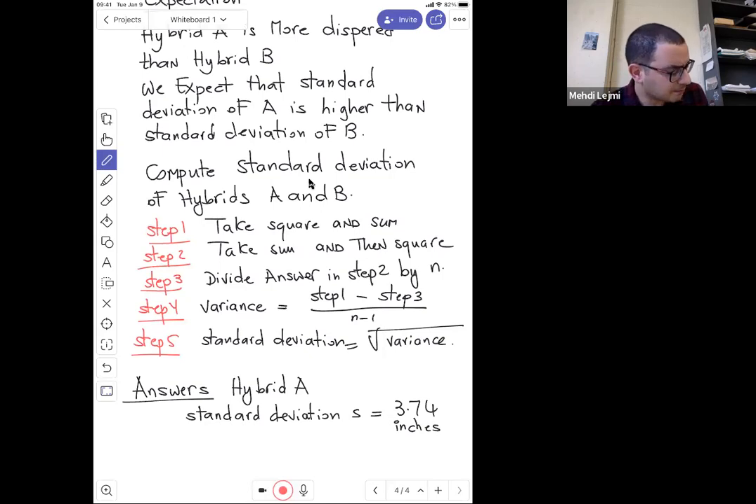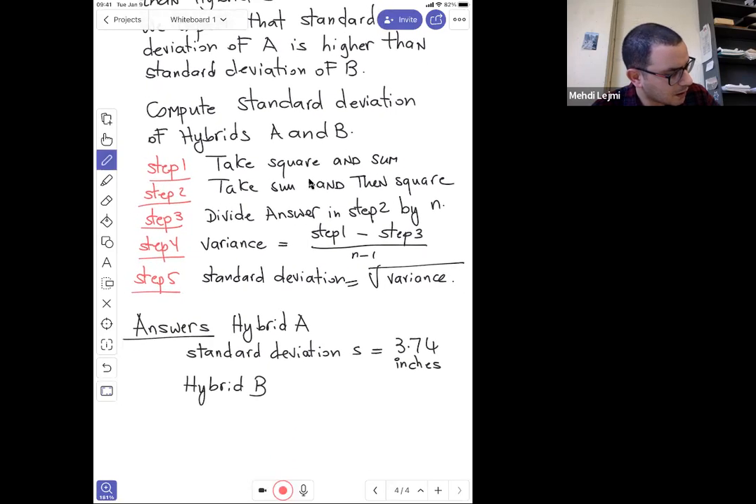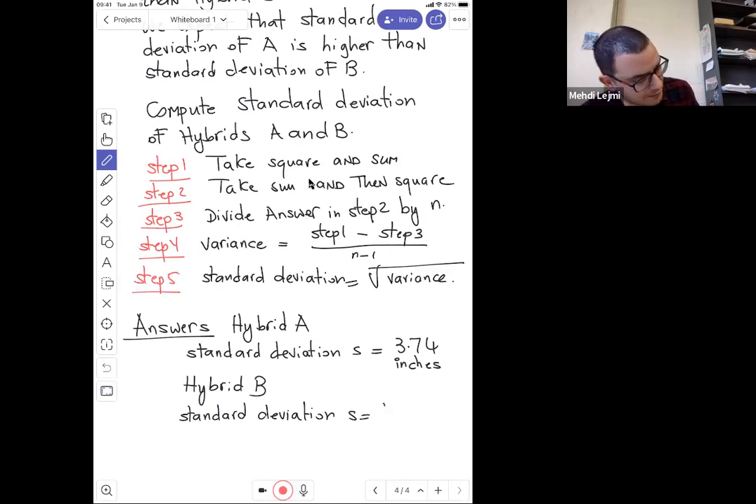For hybrid B, your answer should be S equal to 1 point, as expected, 1.26 inches. As you can see, as expected, the standard deviation of hybrid A is larger than the standard deviation of hybrid B, right?